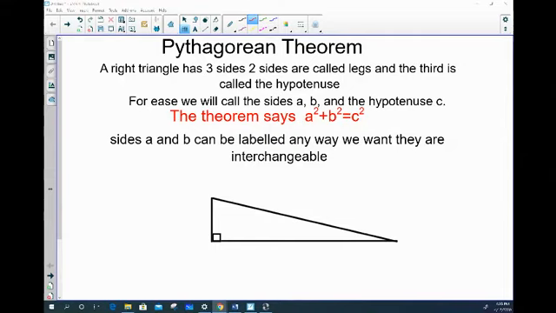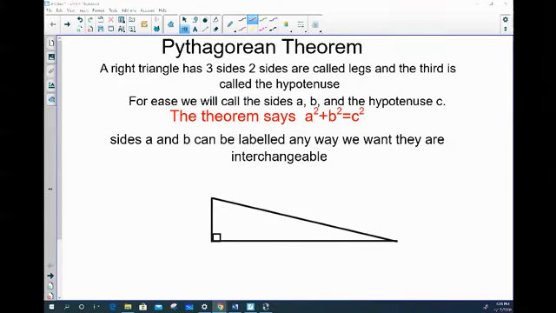The Pythagorean theorem states a right triangle has three sides. Two sides are called legs, and the third is called the hypotenuse. For ease, we're going to call the sides A, B, and the hypotenuse C. The theorem says if I take the side length and square it, and add it to the next side length squared, then I will get the length of the side C, or the hypotenuse, when I square it.